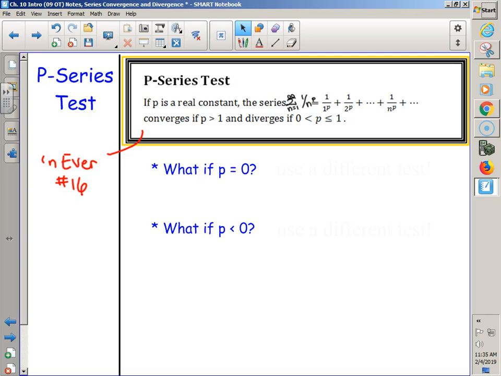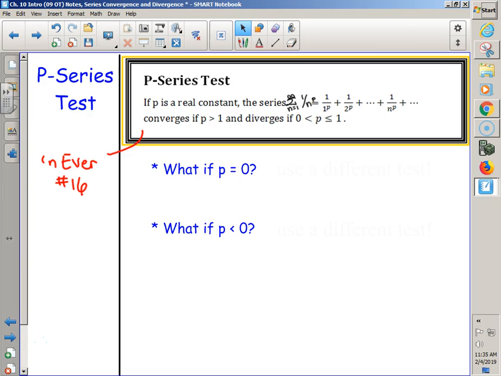What order did we do? Did we do p greater than 1 first? I don't remember the order. This one ties very closely to the special improper integral from Endeavor card, I think it was number 12. It ties very closely together.